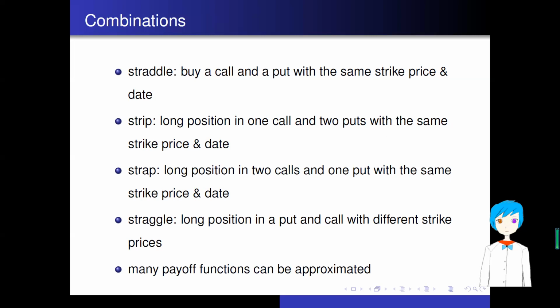The difference is that when using a strip, one thinks that the probability that the stock price will go down is higher than the probability that it will go up, and the fluctuation of the stock price is great. When using a strap, one thinks that the probability of going up is higher than the probability of going down. We have a strangle, which is to take a long position in a put and a call with different strike prices.